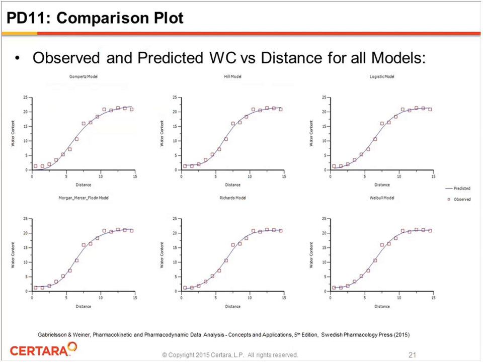So we looked at the comparison plot, observed and predicted water content versus distance. We saw that the Gompertz model, since it doesn't have a lower asymptote, was underpredicting. This was also an issue for the logistic model to a degree. When we added the fourth parameter for the Hill model, Morgan-Mercer-Flodin, and Richards, we were able to fit this better, and also get a nice sigmoid shape for the Weibull model as well as the other four parameter models.